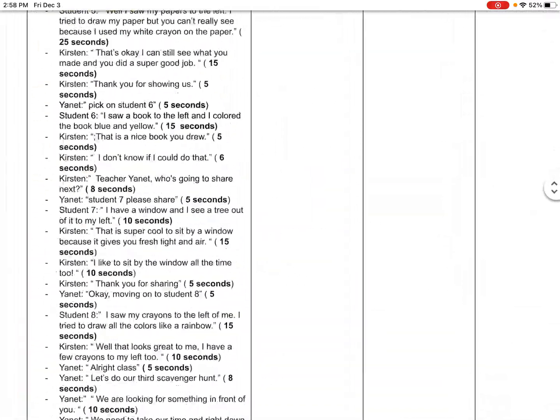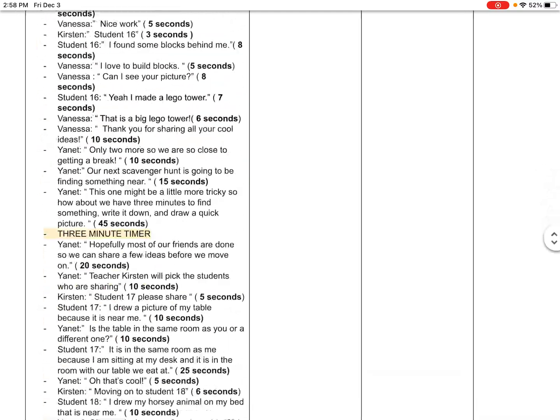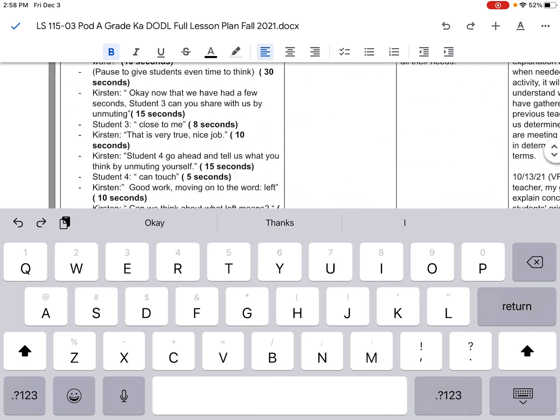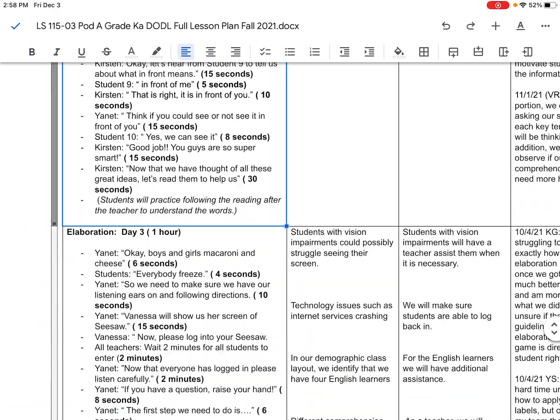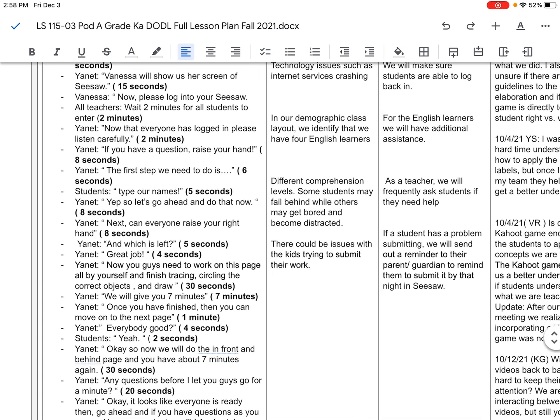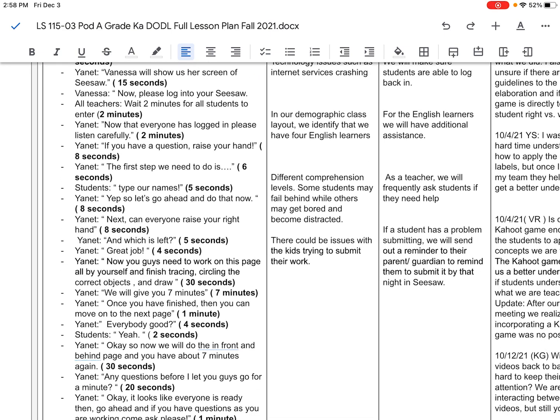And to begin with, my favorite part of this lesson plan that my group and I created was in the section of evaluation. So in this section, students had the opportunity to work on 3 different worksheets in an app called Seesaw, and they were tracing, circling, and drawing.